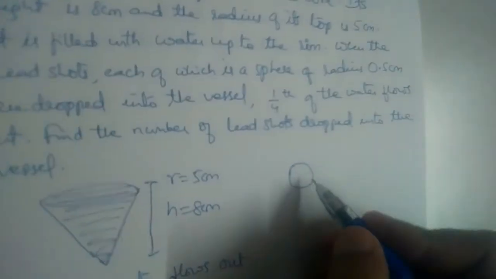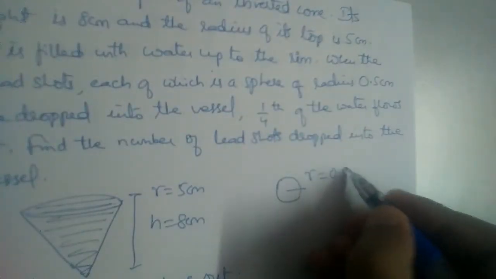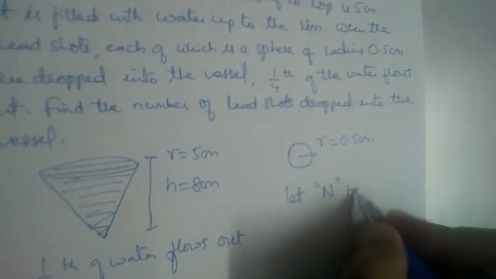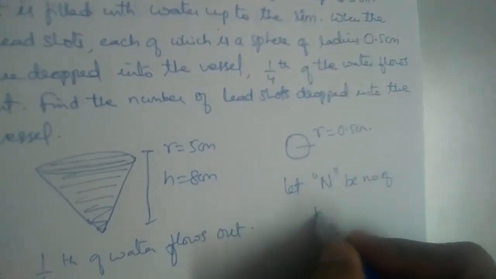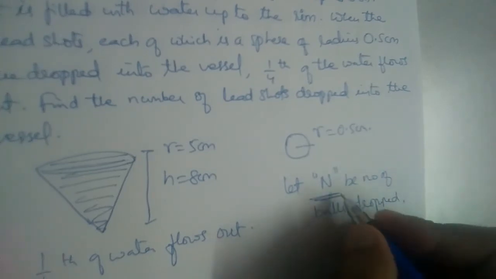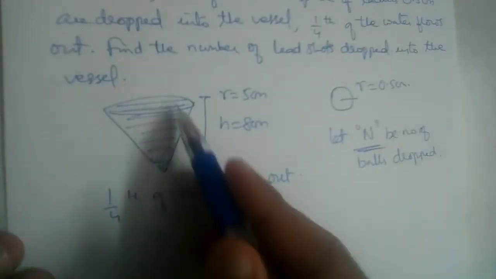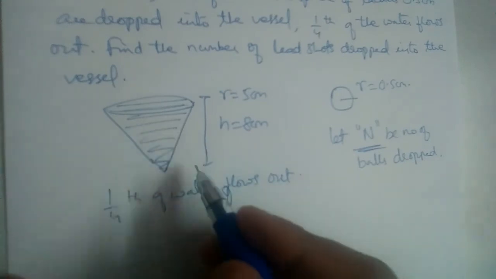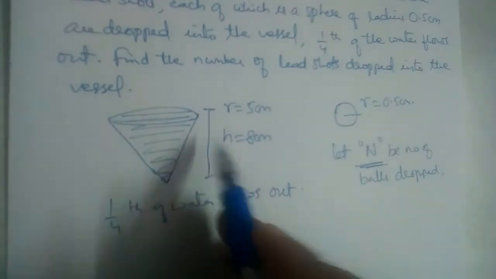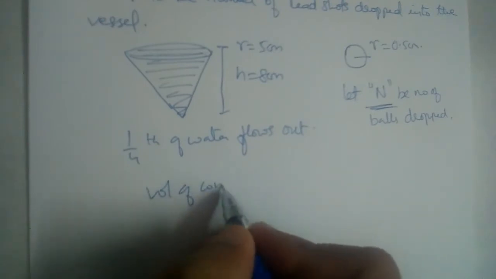All right, see the dimensions of this vessel. Dimensions of the sphere is given, right? That is, radius is equal to 0.5 centimeters. Let the number of lead shots dropped be n. Let n be the number of spherical balls dropped. So the volume of n spheres should be equal to 1/4 of the volume of this cone, right? Why 1/4? Because when we are dropping n marbles in this, 1/4 of the water is coming out. So first let us find the volume of the cone.